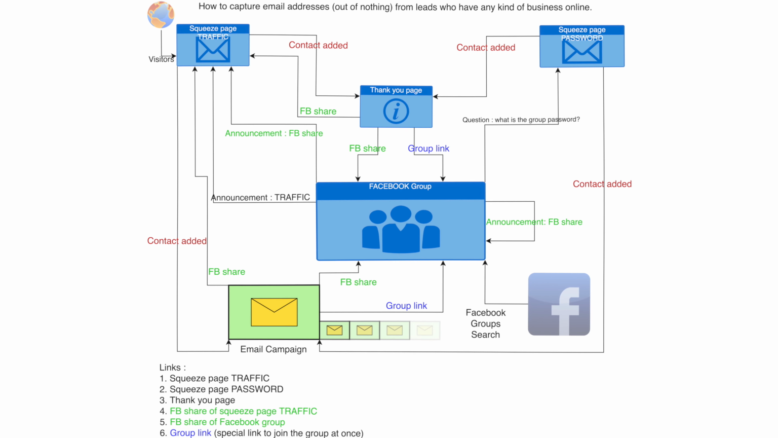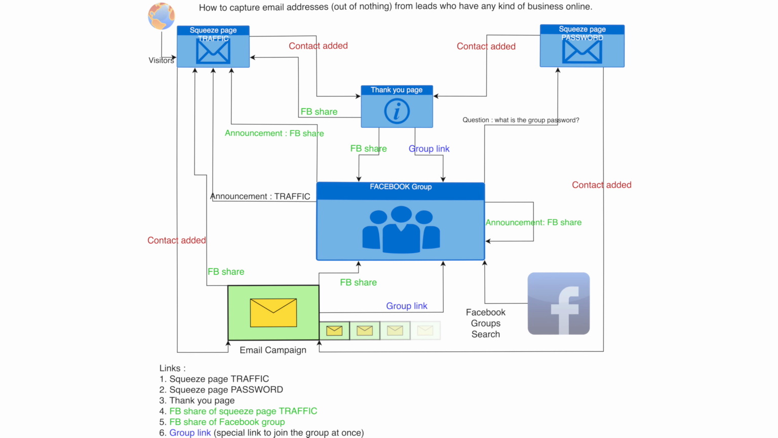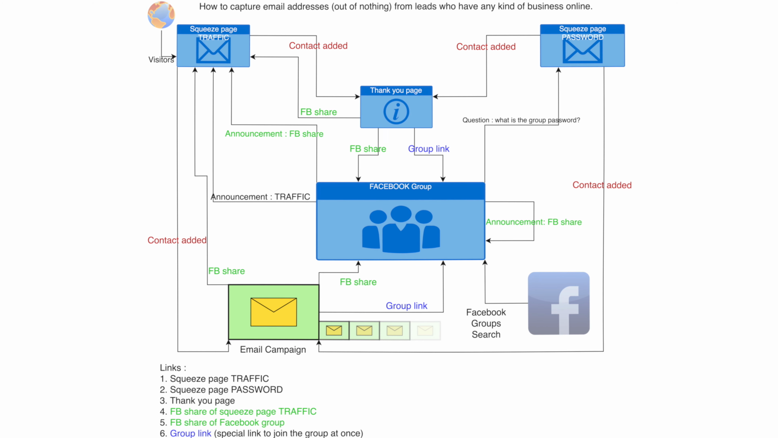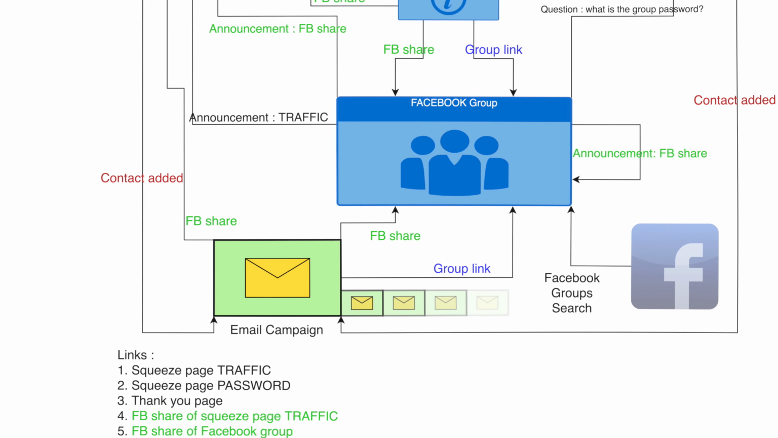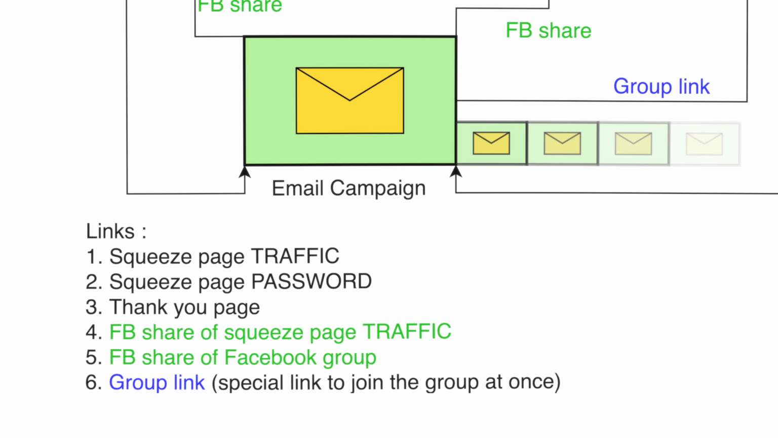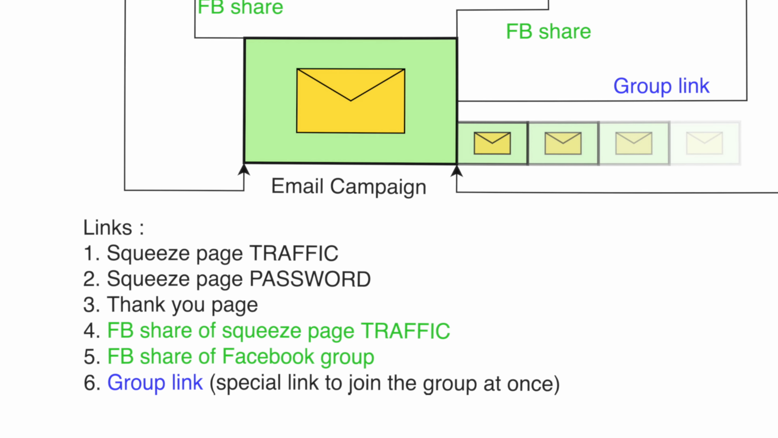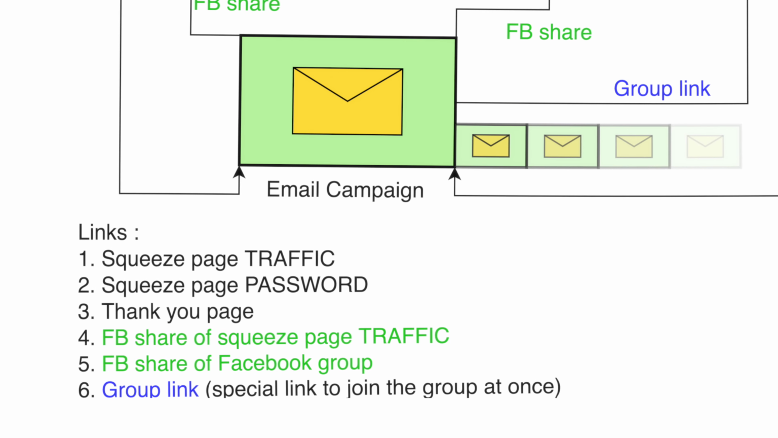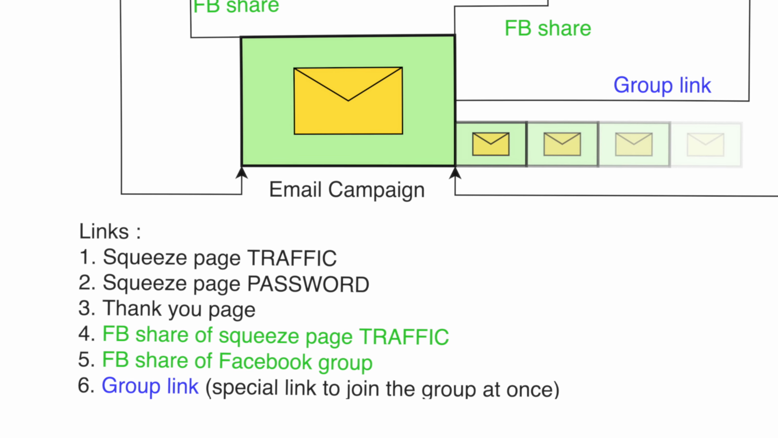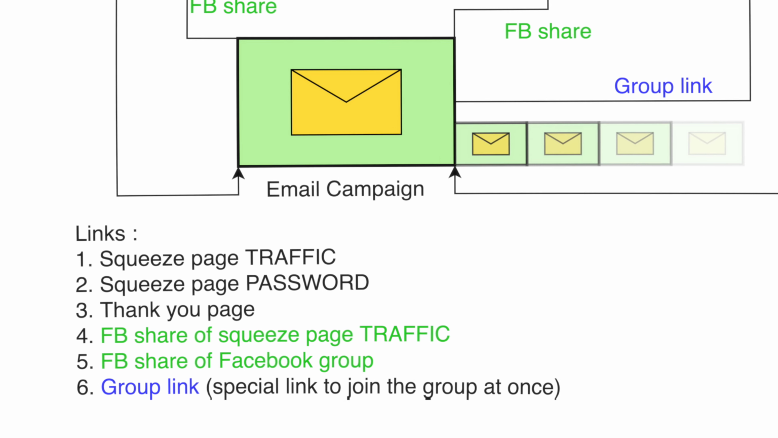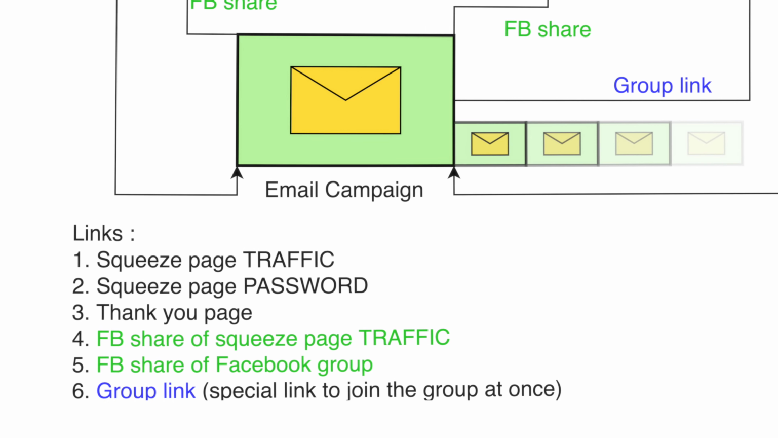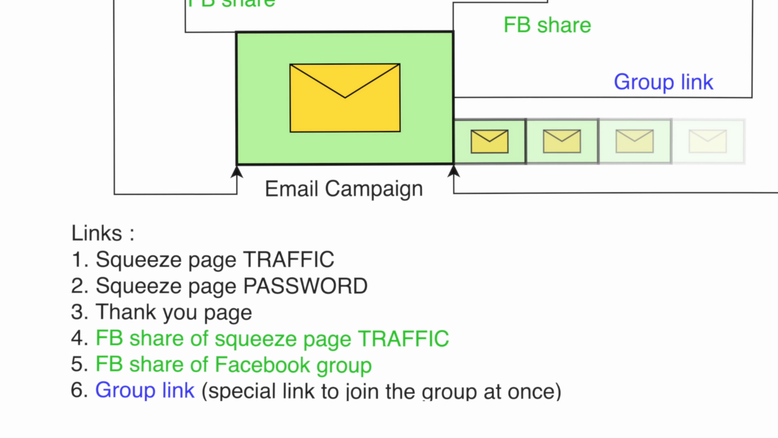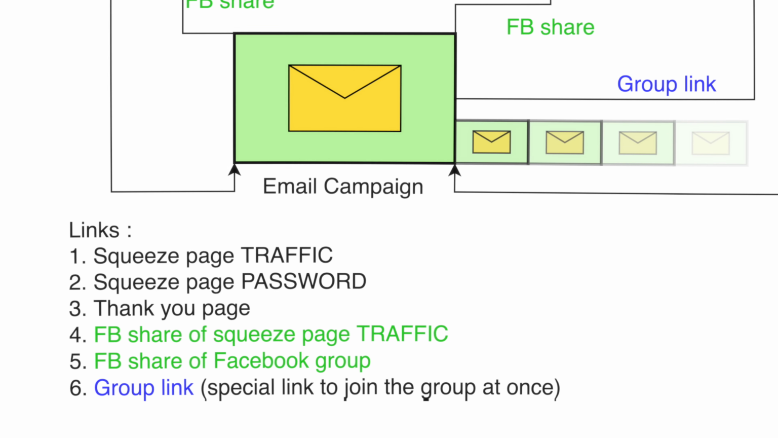So now we're done. We will have a look at the second step of this explanation, which is the links. You can see there are 6 links. So what is important is to write down your links, the URL of all your elements. The first one is squeeze page traffic link. You write it down. The squeeze page password, the second link, you write it down. And then the thank you page URL, you write it down, so that you will have those links easily on hand when you create this system.